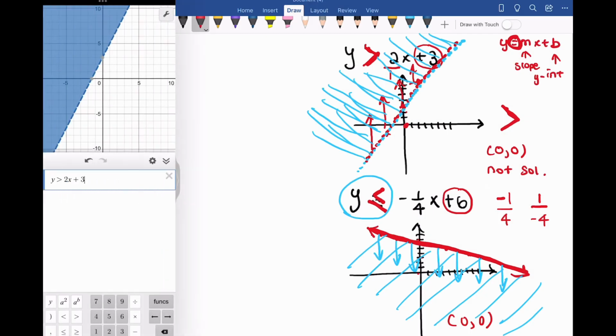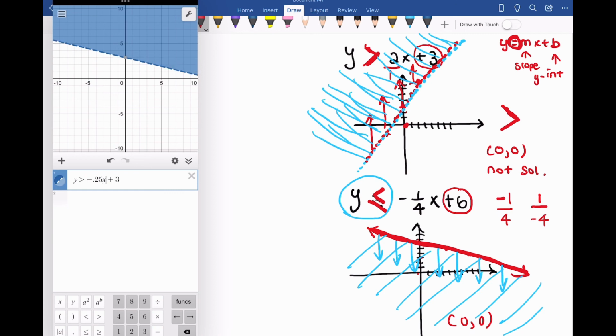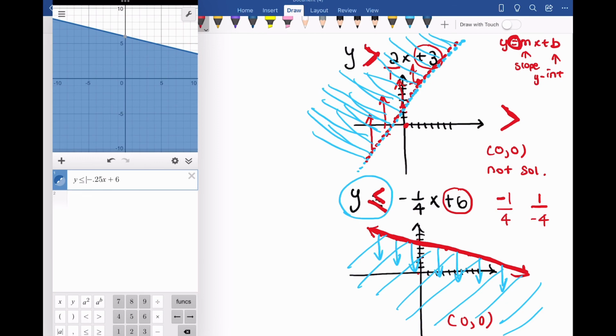Just to wrap it up, we can check it. So over here, let's put in a quarter. It's a negative value, so minus 0.25, which is the same as 1 over 4, and the y-intercept was 6. Chomper, I'm going to change it to less than or equal to. So look at that.